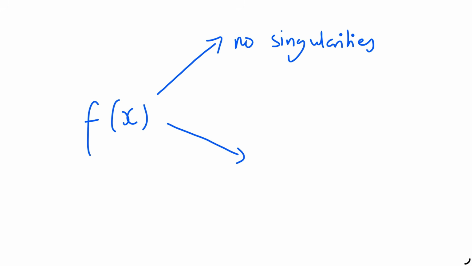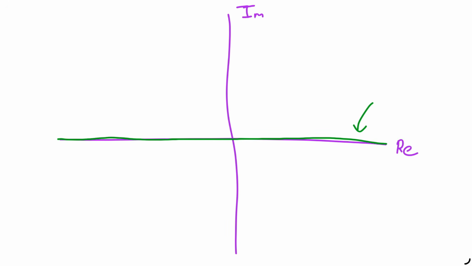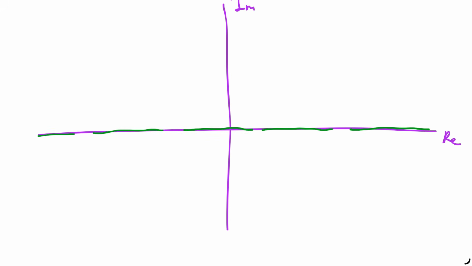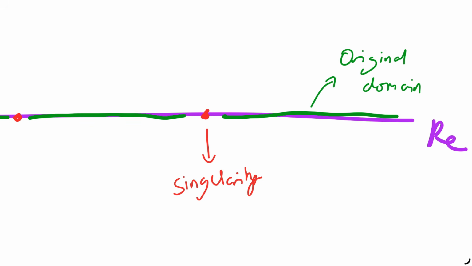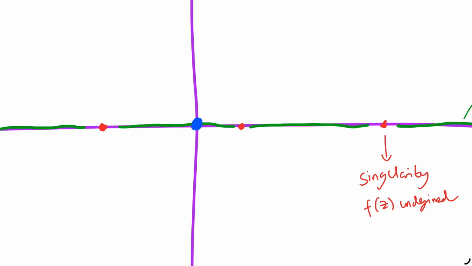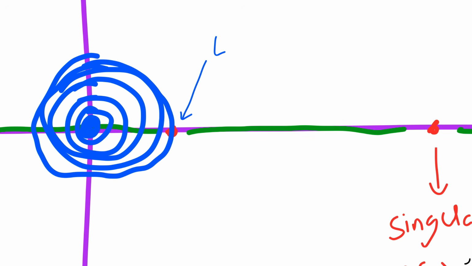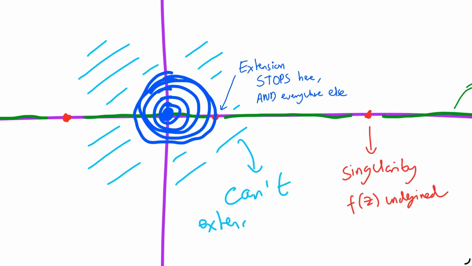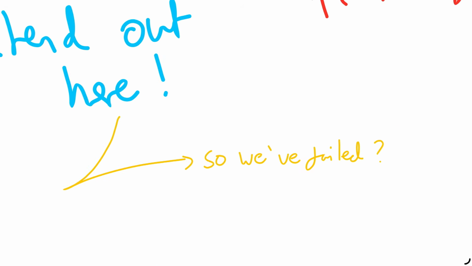Either f of x has no singularities, which are the points where the function is undefined, or it does. If there are no singularities, then we can use our Taylor series to extend the function to the entire complex plane. If there are singularities, then it's a little bit different. We can extend the function outwards in a circle until we hit a singularity, at which point the function is undefined, so obviously we can't extend it any further at that point, but we also can't extend it further anywhere else. So we've failed to extend our function to the entire complex plane.